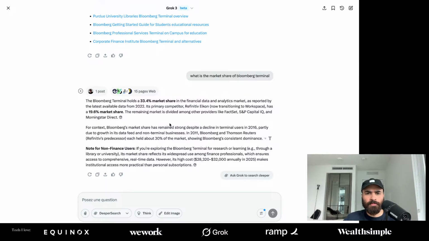For context, Bloomberg's market share has remained strong despite a decline in terminal users in 2016, partly due to growth in its data feed and non-terminal businesses. Bloomberg and Thomson Reuters, Refinitiv's predecessor, each held about 30% of the market, showing Bloomberg's consistent dominance. Note for non-finance users: if you're exploring the Bloomberg terminal for research or learning, its market share reflects its widespread use among financial professionals, which ensures access to comprehensive real-time data.